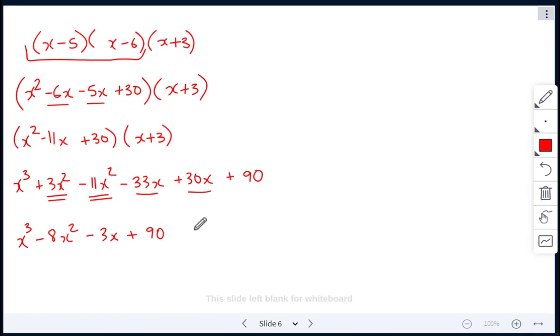So it's just an extra step. You'd have to multiply the 2 binomials first. You'd end up with your trinomial, and then you'd multiply it with the binomial.